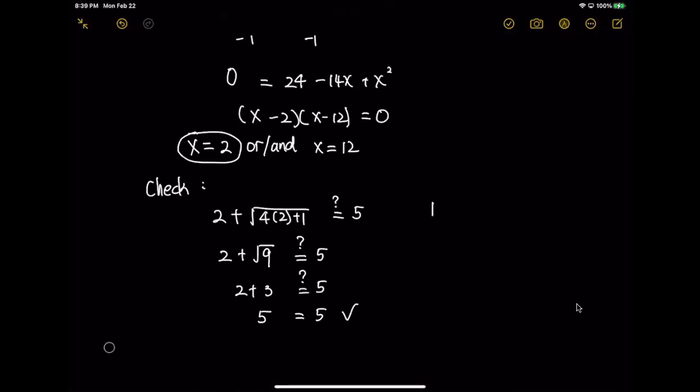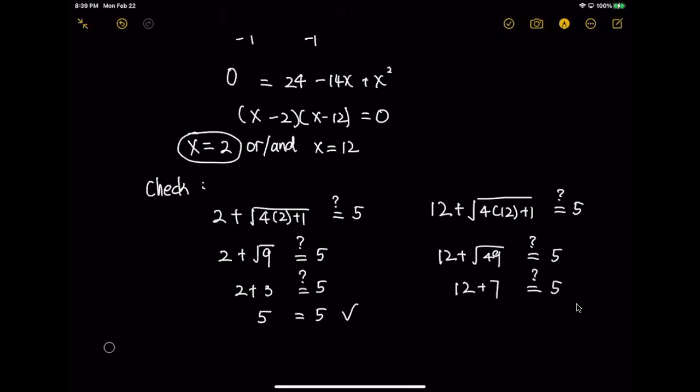Okay, so I have 12 plus square root of 4 times 12 plus 1. Is this equal to 5? 4 times 12 is 48 plus 1 is 49. Square root of 49 is equal to 7. So 12 plus 7, well, this is 19. Apparently, 19 is not equal to 5. So x equals 12 is not our solution. So we only have one solution, which is x equals 2.